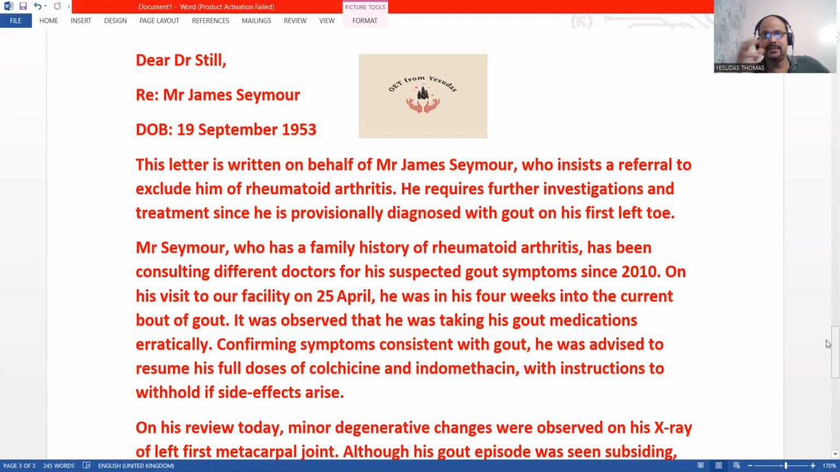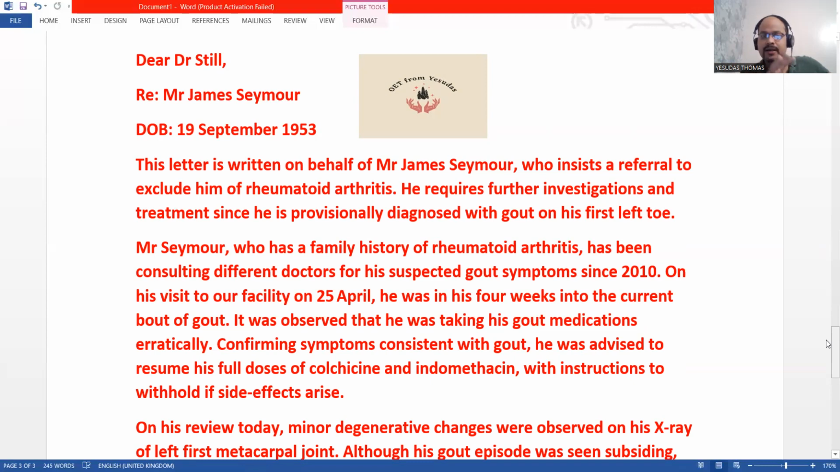Now, since when? Since 2010. So he has been consulting different doctors, and he came to our facility too recently, in 2014. So almost 14 years he has been consulting different doctors for the treatment of this gout. Suspected gout, I mean. On his visit to our facility on 25th April, he was four weeks into the current bout of gout.